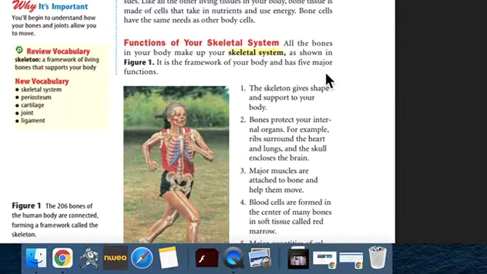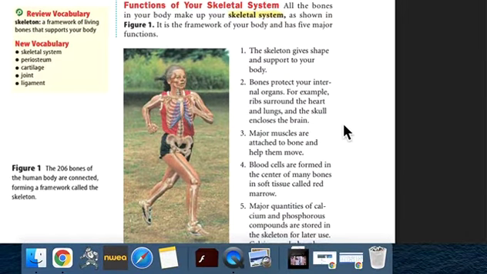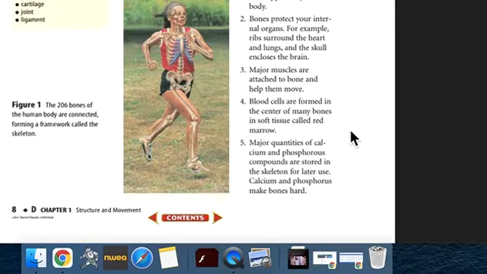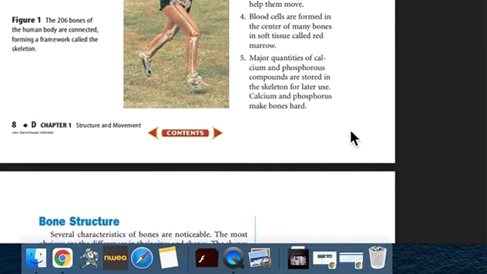And the framework of your body has 5 major functions. 1. The skeleton gives shape and support to your body. 2. The bones protect your internal organs. For example, ribs surround the heart and lungs, and the skull encloses the brain. 3. Major muscles are attached to bone and help them move. 4. Blood cells are formed in the center of many bones in soft tissue called red marrow. 5. Major quantities of calcium and phosphorus compounds are stored in the skeleton for later use. Calcium and phosphorus make bones hard. Let's go to the next page.